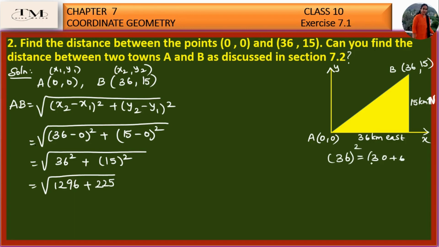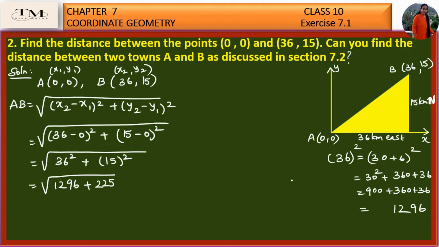Apply the square on both sides. It is of the form a plus b whole square, so it is a square, 30 square, plus 2ab, so 2 into 30 is 60, 60 into 6 is 360, plus 6 square, which is 36. 30 square is nothing but 3 square is 9, put 2 zeros, 900, plus 360 plus 36. If you add all the values, 0 plus 6 is 6, 6 plus 3 is 9, 9 plus 3 is 12. So you will get 1296.